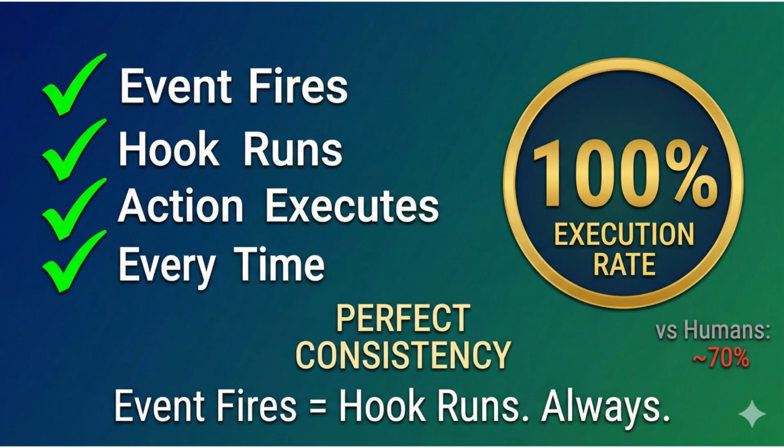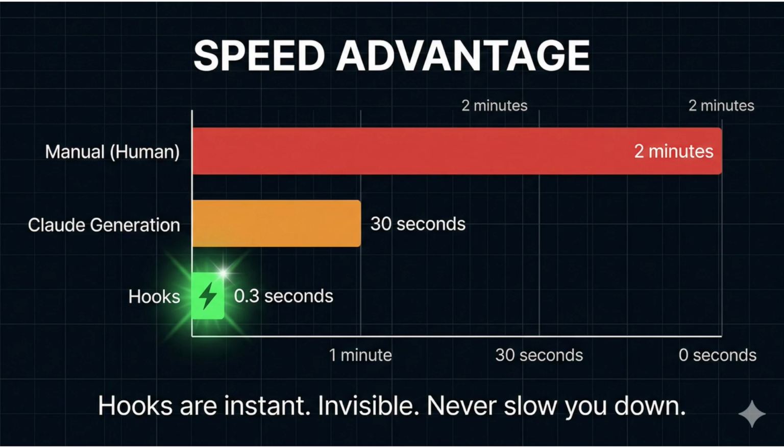Second advantage, perfect consistency. Humans forget. AI can be inconsistent based on prompt phrasing. Hooks run exactly the same way every single time on every matching event. No variation, no missed executions. No "I forgot to do that step." If the event fires, the hook runs. Guaranteed.